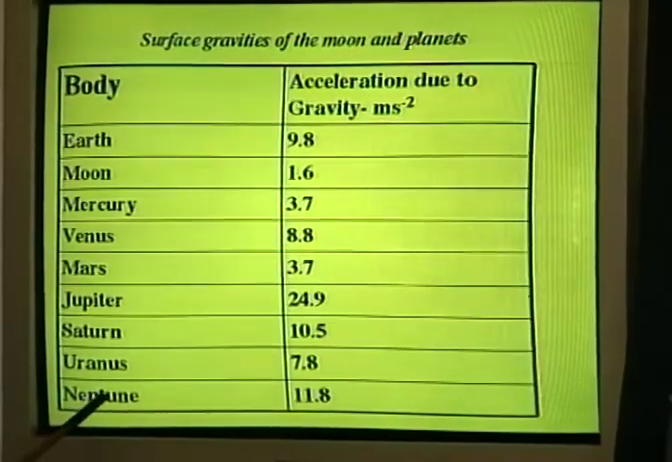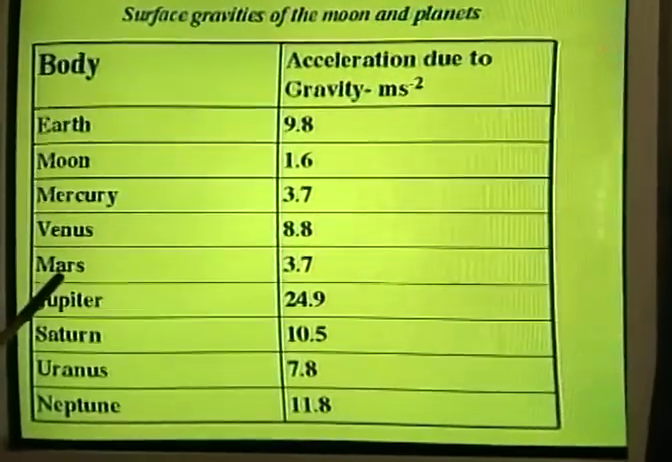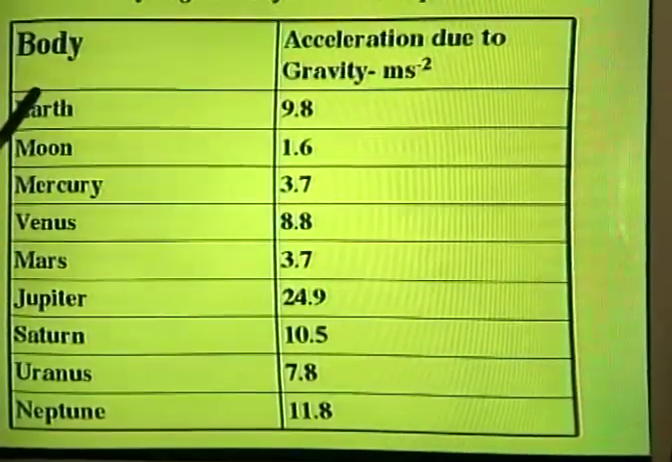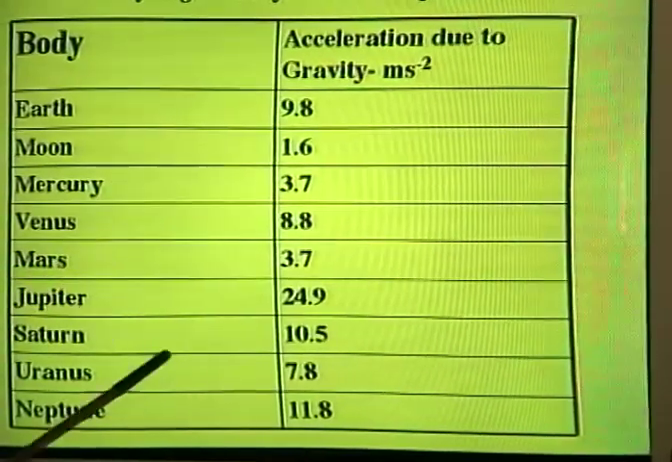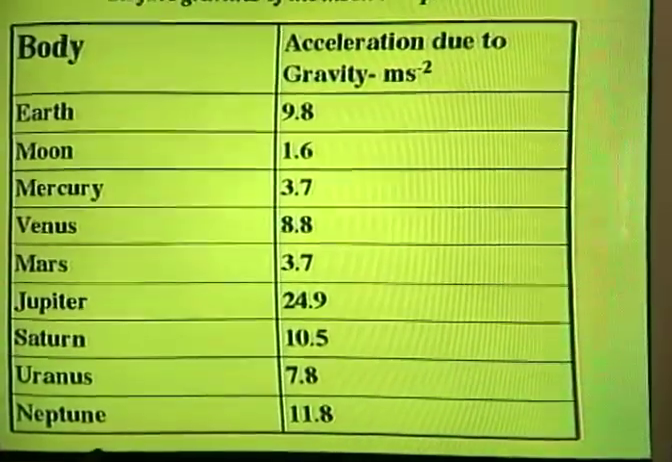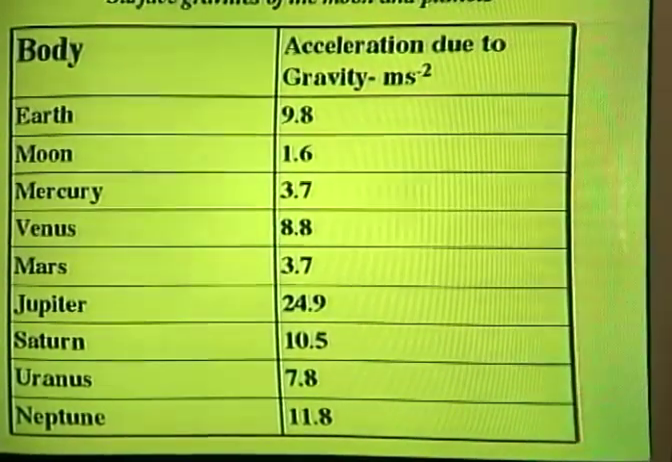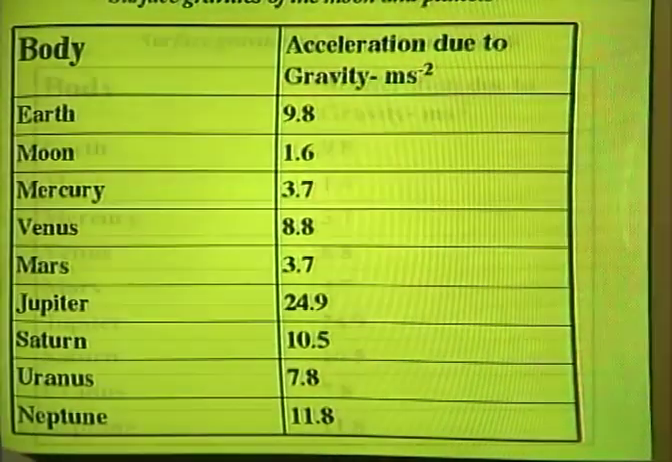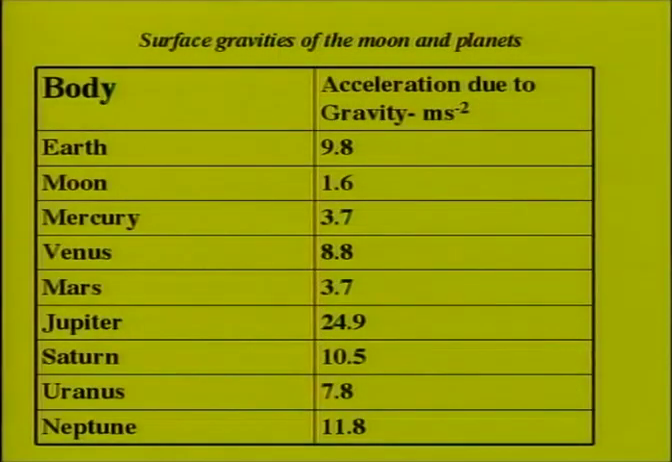Okay, how many planets do we have here? 1, 2, 3, 4, 5, 6, 7, 8. What is the other one? Pluto. Why do you think there is no information given for Pluto? Probably it is far away, so we cannot get the acceleration due to gravity for this. But probably in the future they might give us information on Pluto. All right, we will move on.